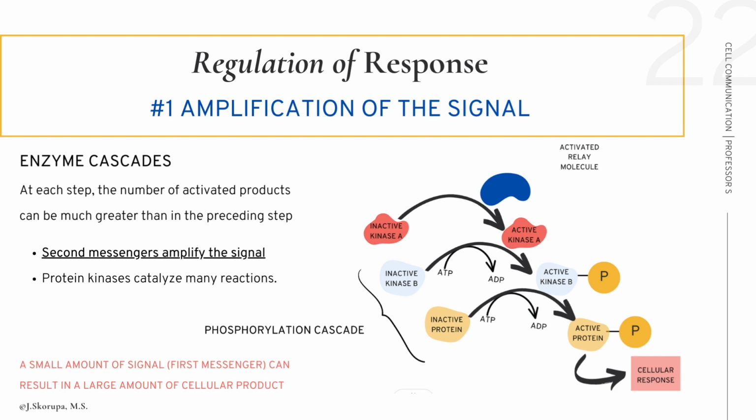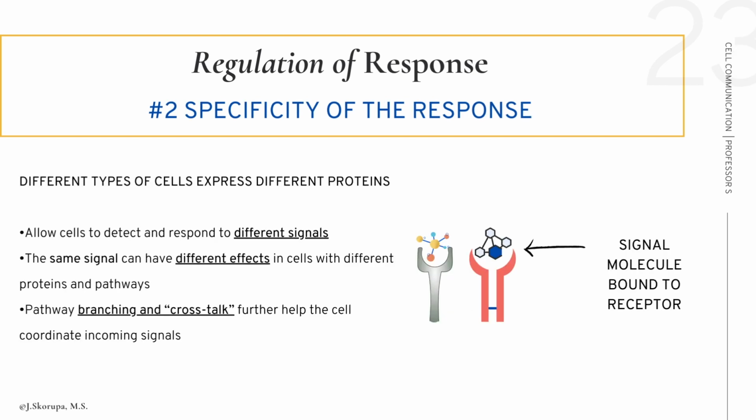Here is the phosphorylation cascade that we saw earlier. Number 2, specificity of the response. As I'm certain you all know, each of our cells contains the same DNA, whether it's your muscle cell or an immune cell, it's pretty much identical. Yet, your cells all look and function differently.